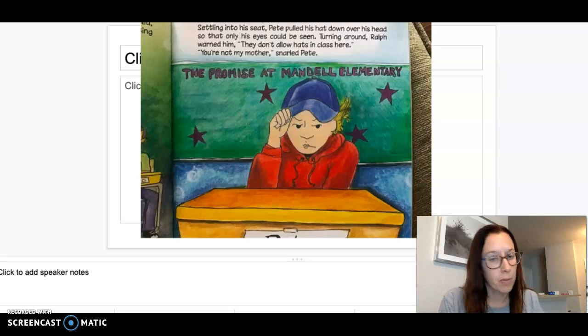All right, so far we are not really off to a good start. Why do you think he, first of all, has a hat on? And why do you think he's pulling it down over his head so only his eyes can be seen? How do you think he's feeling right now? And then think about Ralph, who's clearly sitting in front of him. Why did he turn around and even say that? Why didn't he just leave it up to the teacher and let the teacher decide what to do? Be thinking about character traits for both of these characters.